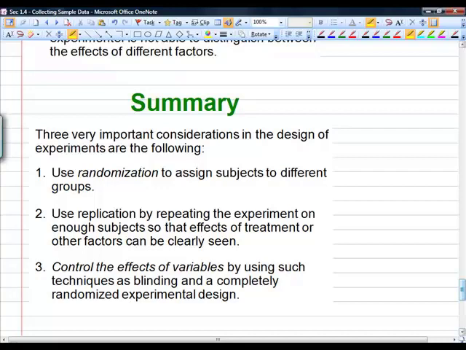And later on in the course, we're going to look at some formulas that will help us determine how large our sample size needs to be in order to be large enough. And number 3, control the effects of variables by using such techniques as blinding and a completely randomized experimental design. So whenever you're designing experiments, randomization, replication, and control for confounding are 3 things that you need to keep in mind. Any questions?